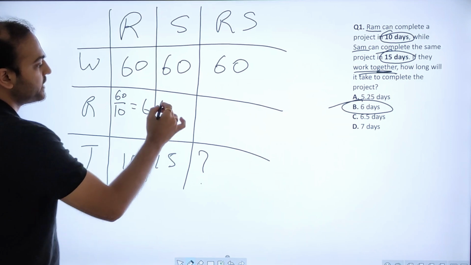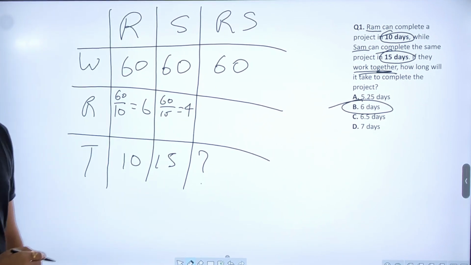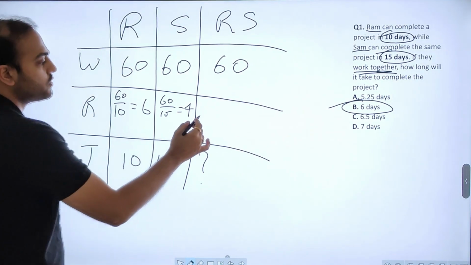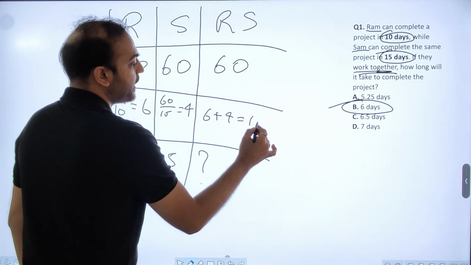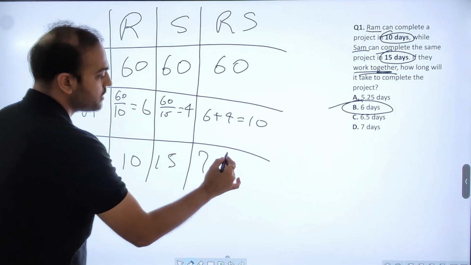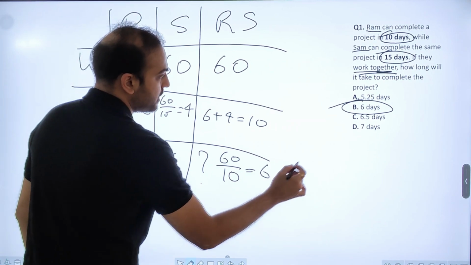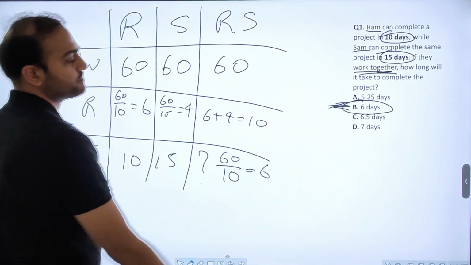Sam, 60 chocolates in 15 days. So rate becomes 4 chocolates per day. So when they work together, combined rate becomes 10 chocolates per day. So if you look at the time, that's work by rate, which is again 6 days.